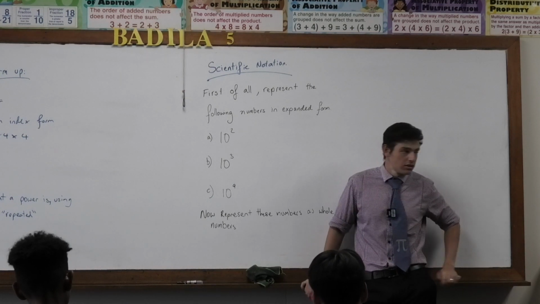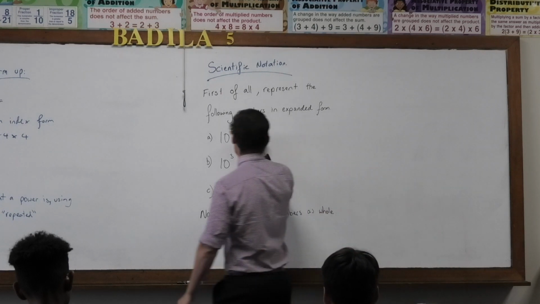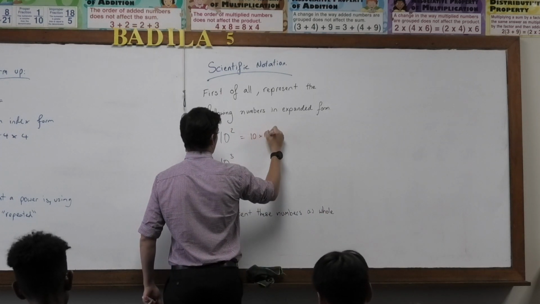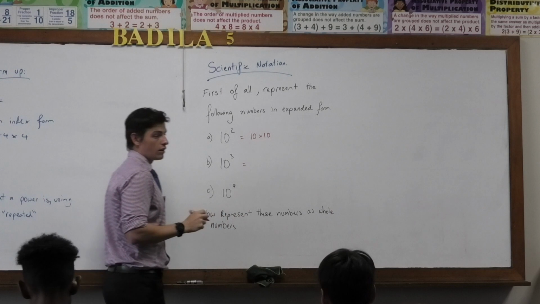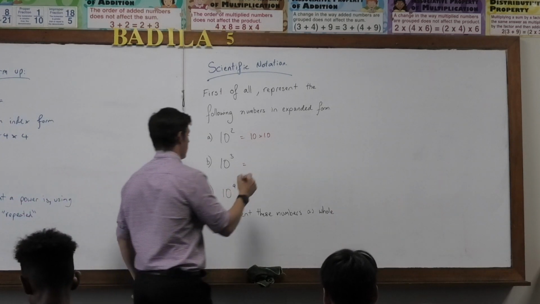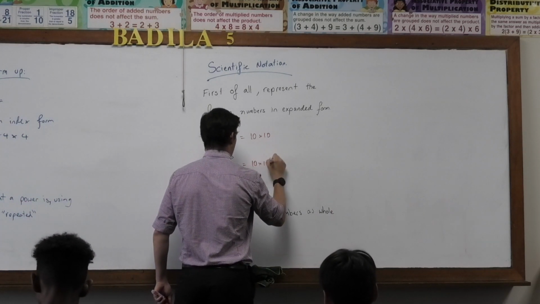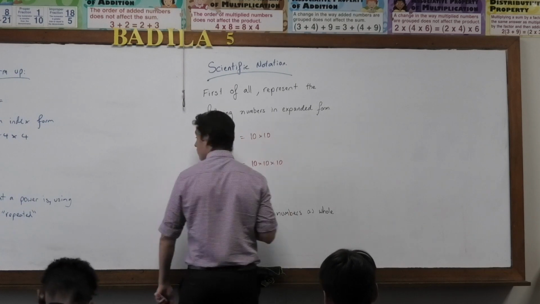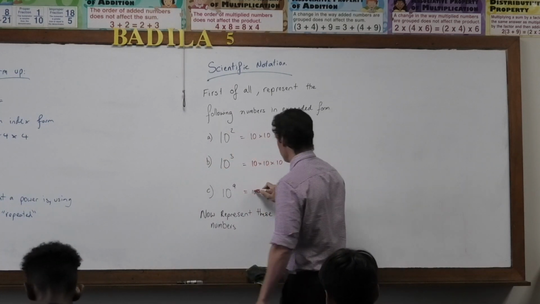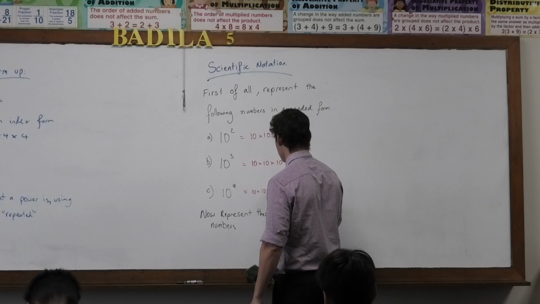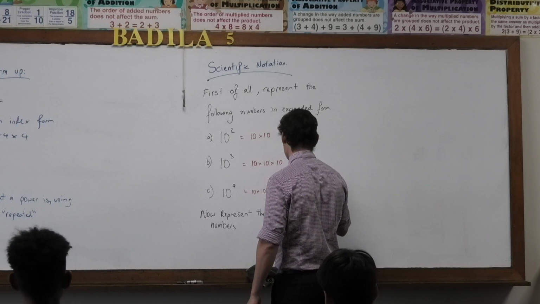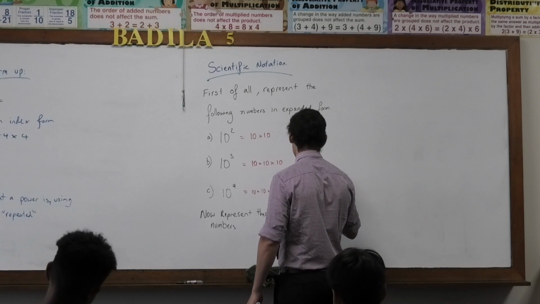Sam, what do you reckon the first one is? 10 times 10. Very good. Adam? 10 times 10 times 10. Very good. And random Jaden? We've got 10 times 10. Do that last one. Okay, very good. I was going to get you to see if you'd say it a couple times, but well played.